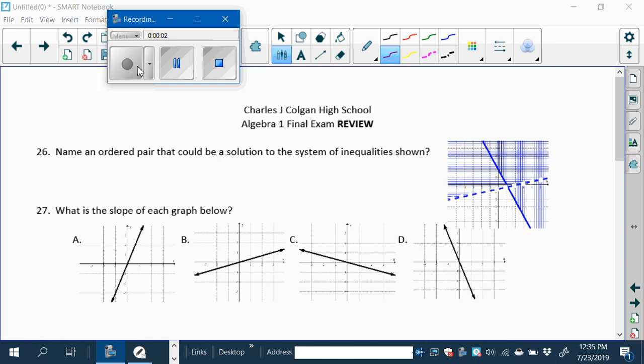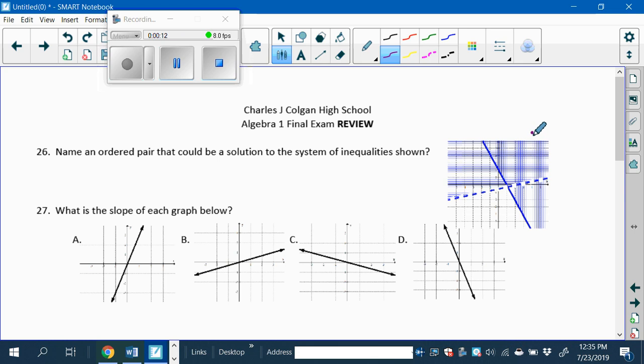With part 2 here. All right, so this one says name an ordered pair that's a solution to the system of inequalities. So what you're going to do, guys, is I'm not going to name an ordered pair, but anything that's in this area where these two overlap is good. Remember, if it's on this line because it's solid, it'll work. But if it's on this line, it will not work because it's dotted.